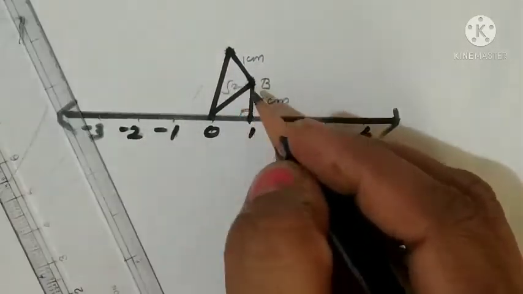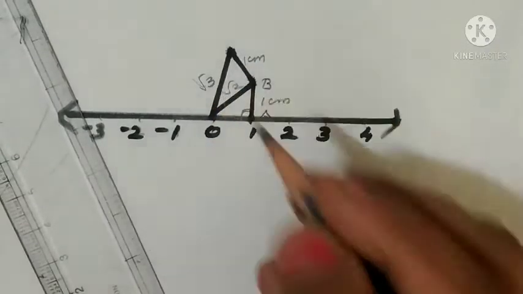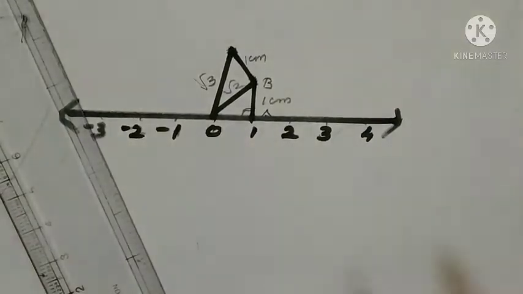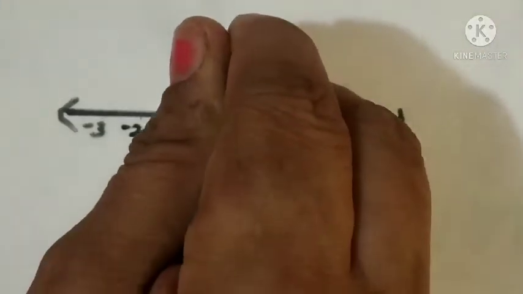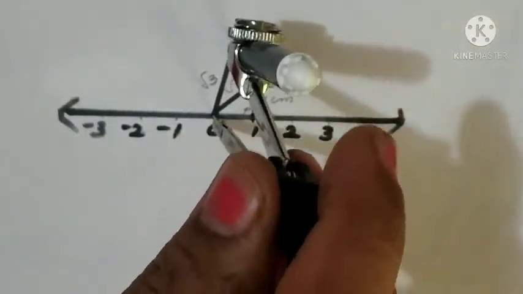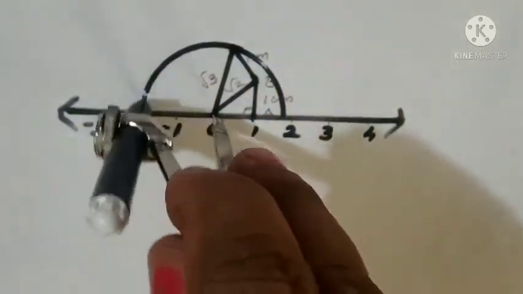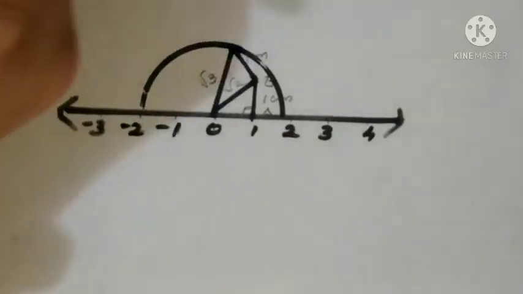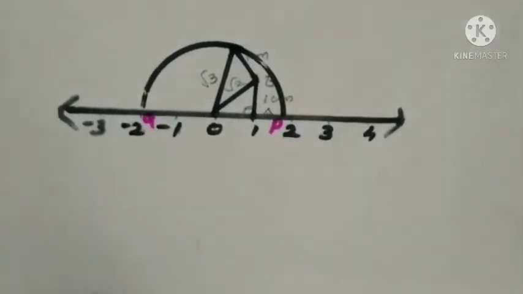This is root 2. Now root 2 square plus 1 square we should take. Again you will get the hypotenuse as root 3 only. Since the question is asked for root 3, what should we take? O as the center for us now, and the radius is root 3 only. So we have to complete the arc here. It is close to 2 only. So plus root 3 and minus root 3 we can write, or we can write P and Q only. So P represents plus root 3 and Q represents minus root 3.